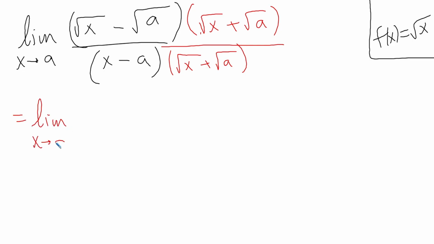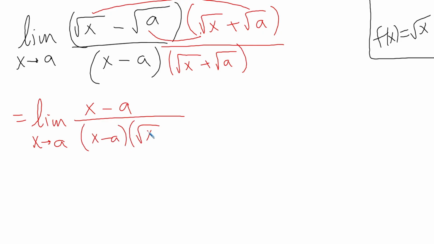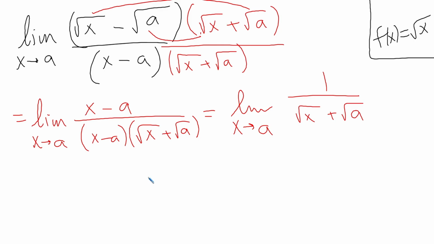So we have a limit as x approaches a of root x times root x is x, and root a times negative root a is minus a, and the middle two terms cancel out again. Root x times root a and negative a, root a times root x, those cancel out. And so now in our denominator, we have x minus a and root x plus root a. The x minus a's cancel. And we have 1 over root x plus root a. And as x approaches a, that's 1 over root a plus root a, or 1 over 2 root a.